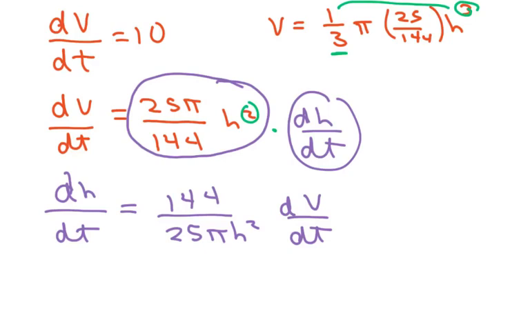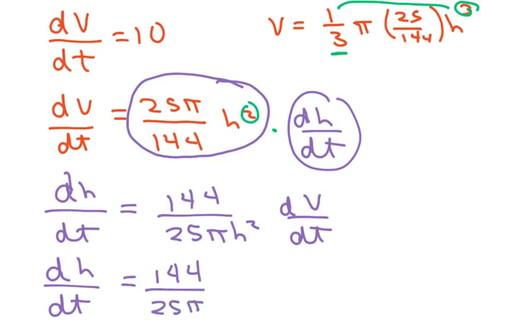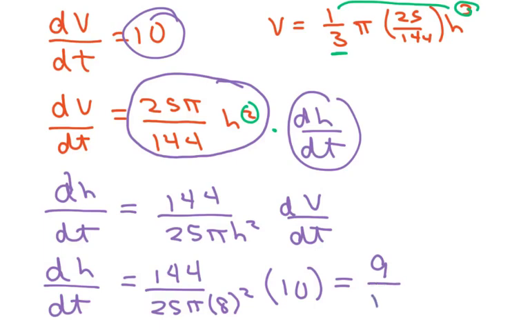Okay, so now that we have that, we can plug in h. We're trying to find the derivative of our height with respect to time. So that's going to be 144 over 25 pi, and they gave height as 8, squared, times the derivative of my volume, which is 10. And that's going to give you 9 over 10 pi feet per minute.